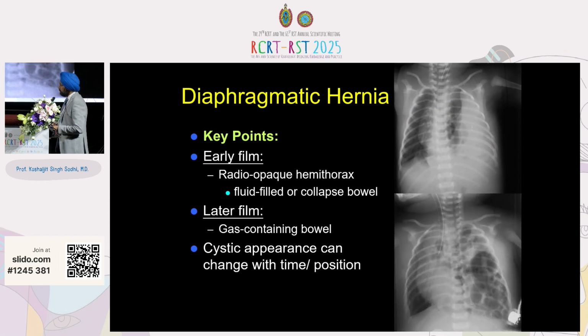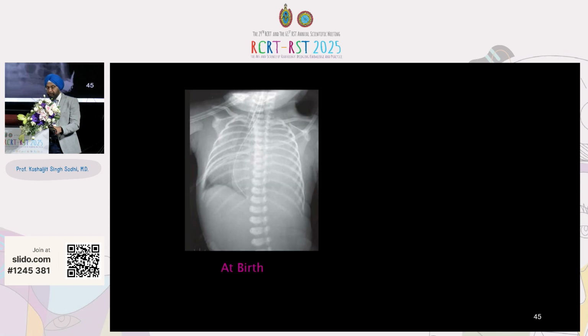The key point is in the early radiograph taken just at birth, what you're going to see is a radio-opaque hemithorax, like the top one like that. It almost looks, somebody might call this a fluid as well as an effusion, right? Because this is because of fluid-filled or collapsed bowel. But if you see a later film done at 24 hours of age or at 48 hours, you can see these gas-filled bowel loops. So now in this bottom X-ray, the diagnosis is pretty straightforward. Multiple gas-filled bowel loops in the chest, diaphragmatic hernia, right?